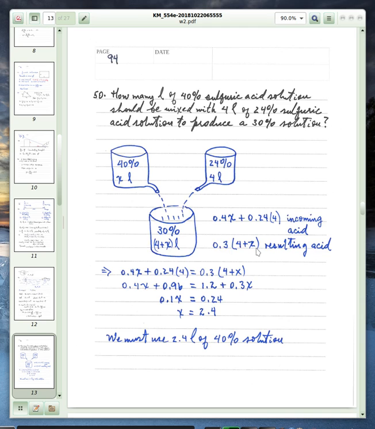And now, what is the hidden equality? Well, the hidden equality, you say, the incoming acid equals resulting acid. That is, all the acid that came from these two is going to end up here. In other words, you make the assumption that you don't lose acid in the process, it doesn't evaporate. So it's just all coming from here is here. So you set up the equation, you solve it, and you get X equals 2.4. So the answer is you must use 2.4 liters of 40%.